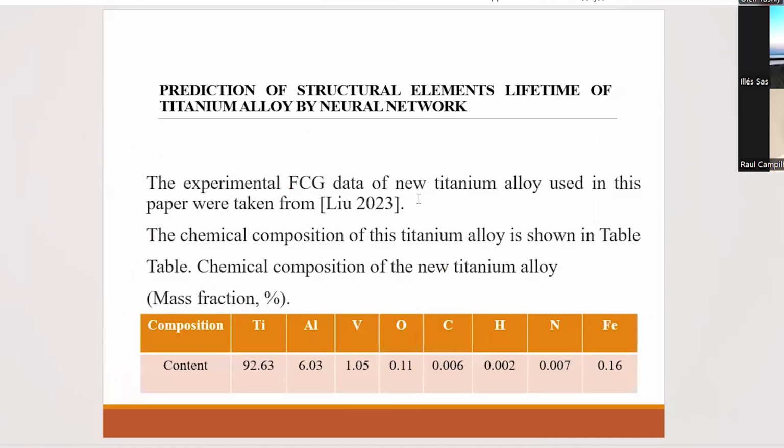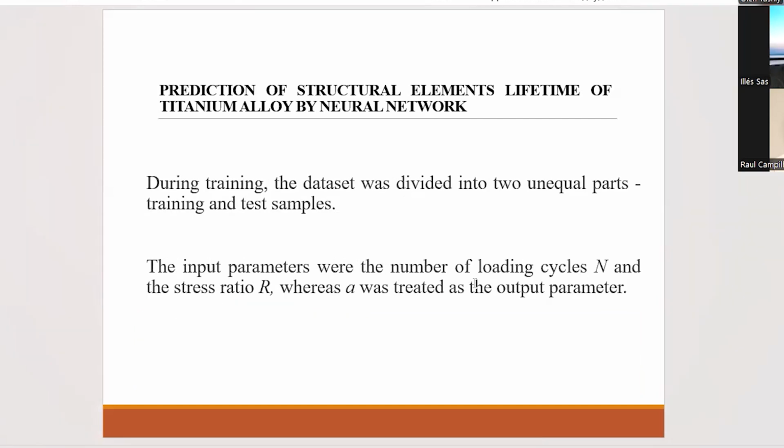So now, regarding our study, we have taken experimental FCG data of a new titanium alloy from literature, Leo 2023. The chemical composition of this titanium alloy is shown in the table. You can see that it has a lot of titanium, around 92%, some part of aluminum, and some other chemical elements. And during training, the data set was divided into two unequal parts, training and test samples.